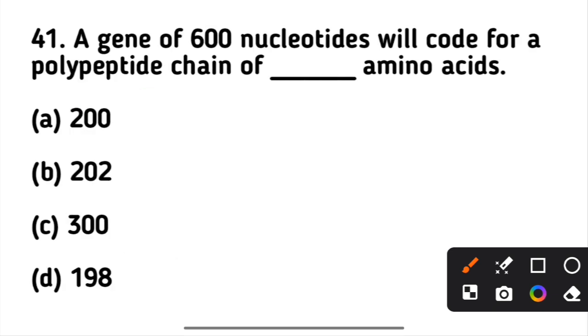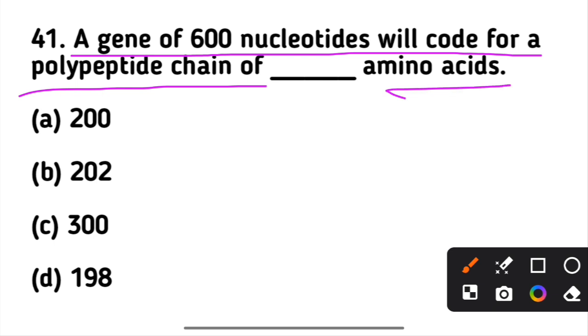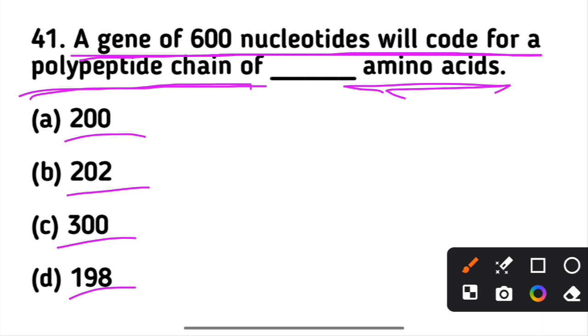Question 41. A gene of 600 nucleotides will code for a polypeptide chain of dash amino acids. Options are 200, 202, 300, 198.